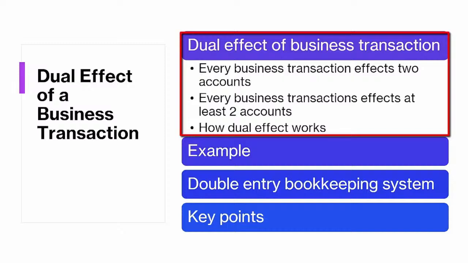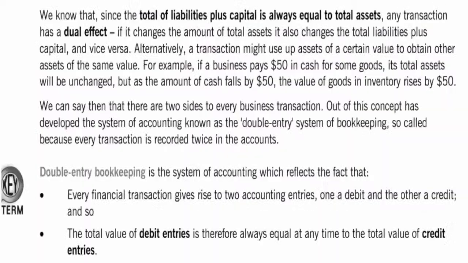This is why the double entry system requires recording every transaction in two parts, one as a debit, left side, and the other as a credit, right side. How dual effect works. The dual effect ensures that every financial activity is accurately reflected in the books. Let's take an example to illustrate this.